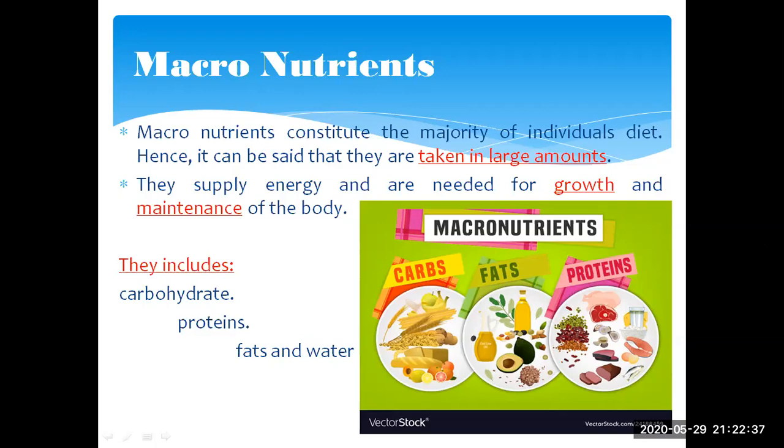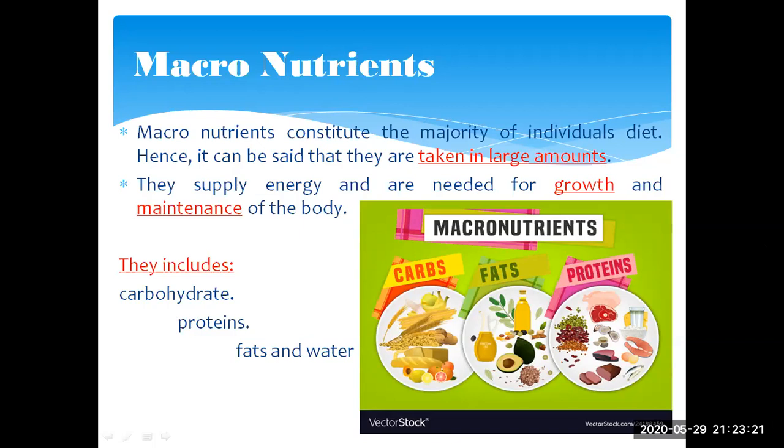Protein contains carbon, hydrogen, oxygen, nitrogen, and sometimes sulfur. Proteins are very large molecules, so they cannot be directly absorbed into our blood. They are turned into amino acids by our digestive system and then absorbed. Some of the functions of protein are: it forms new tissue, repairs broken tissue, regulates the balance of water and acid in our body, transports oxygen and nutrients, and also makes antibodies in our body.